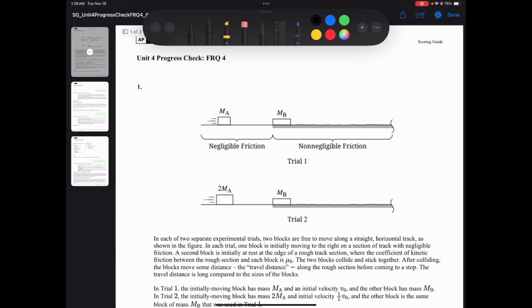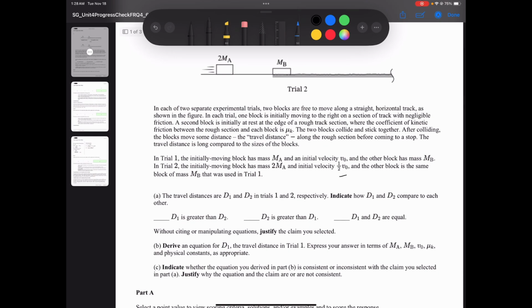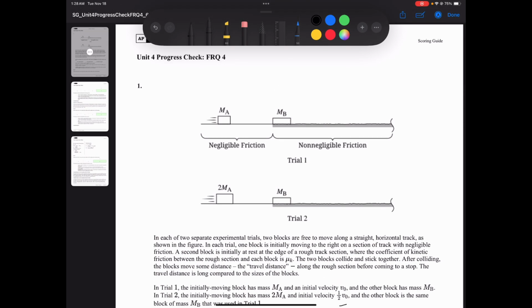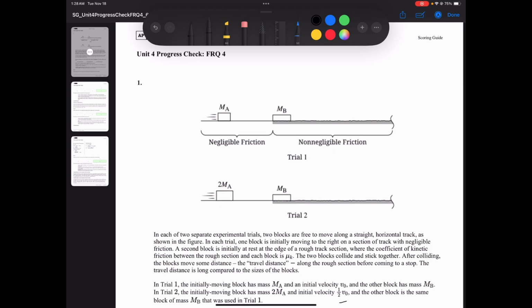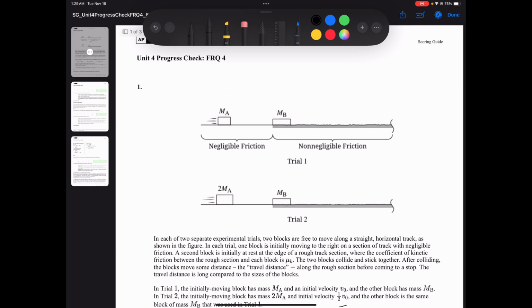Okay. All right, so it's going to have velocity 1/2 v naught, and we have to determine d1 and d2. So you might be inclined to say that they're going to be equal because they have equal momenta, but you have to really think about what's going on. Okay, so basically the idea here is, yes, they do have the same momenta. The system is going to have the same momentum in both trials, right?